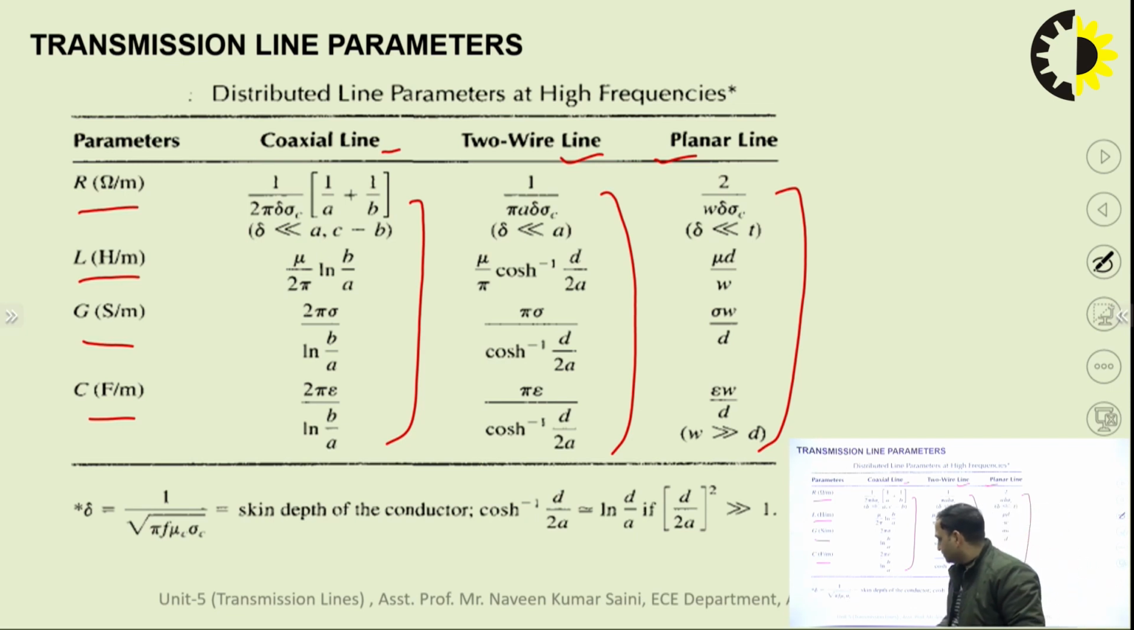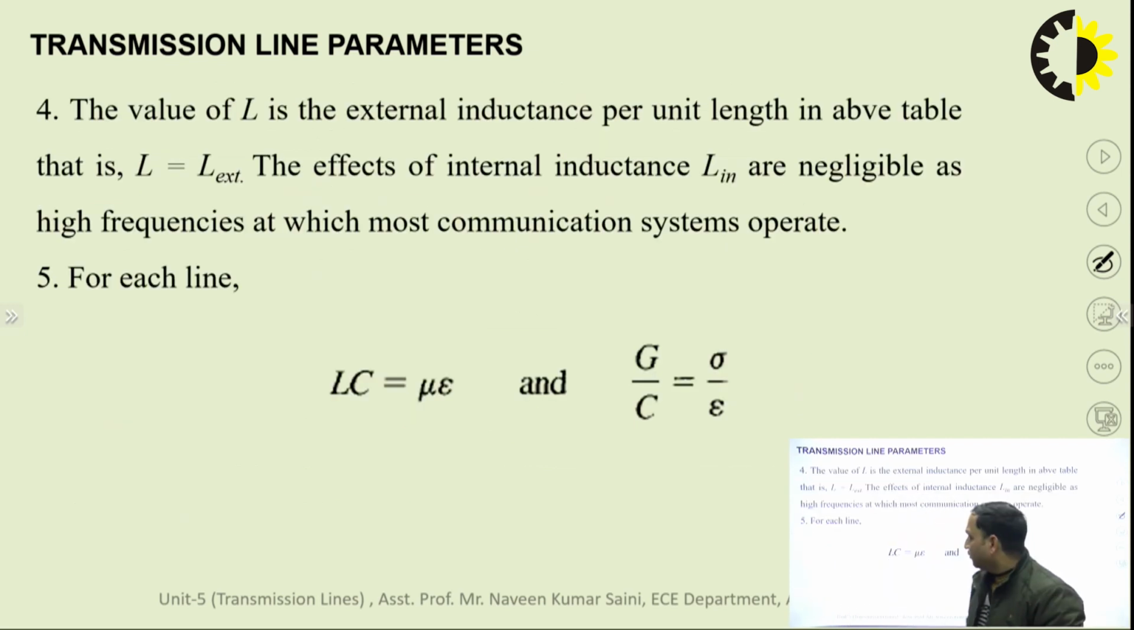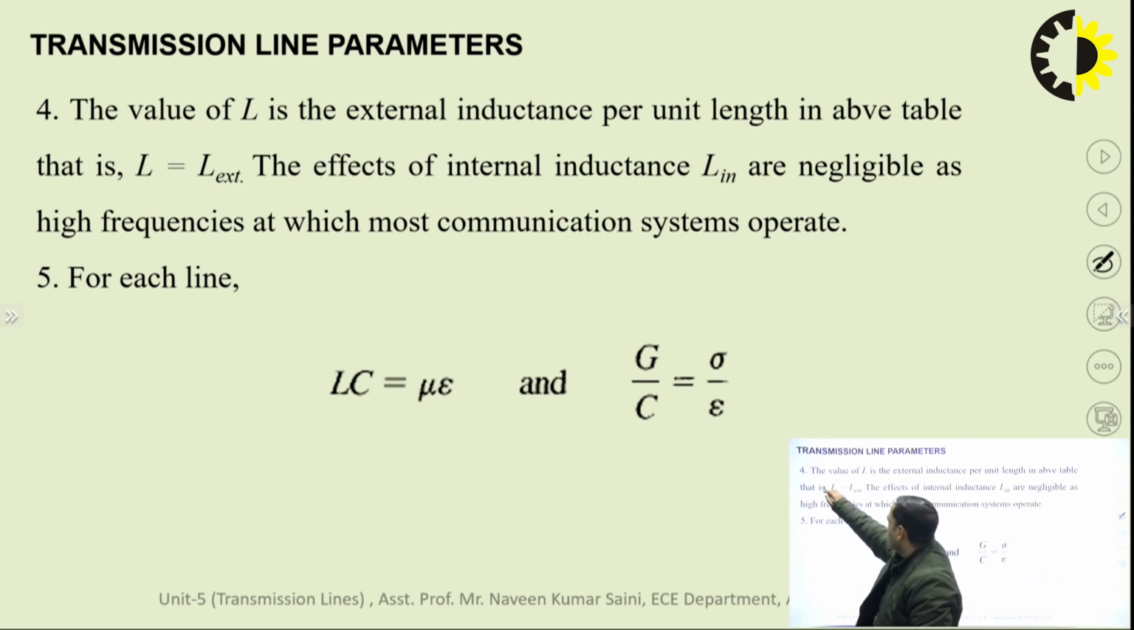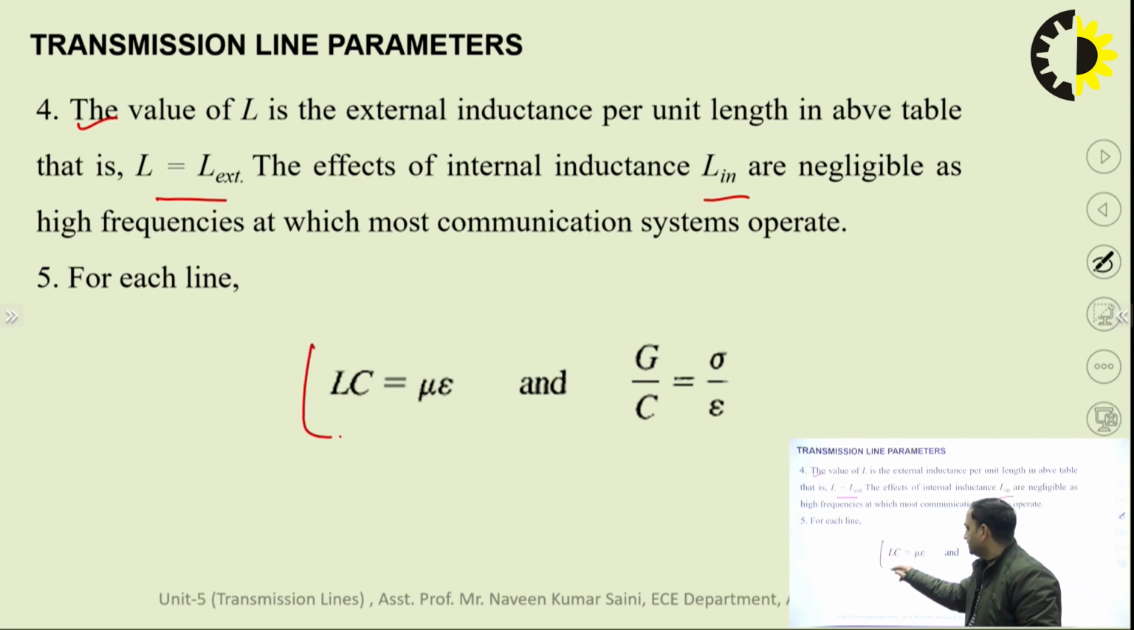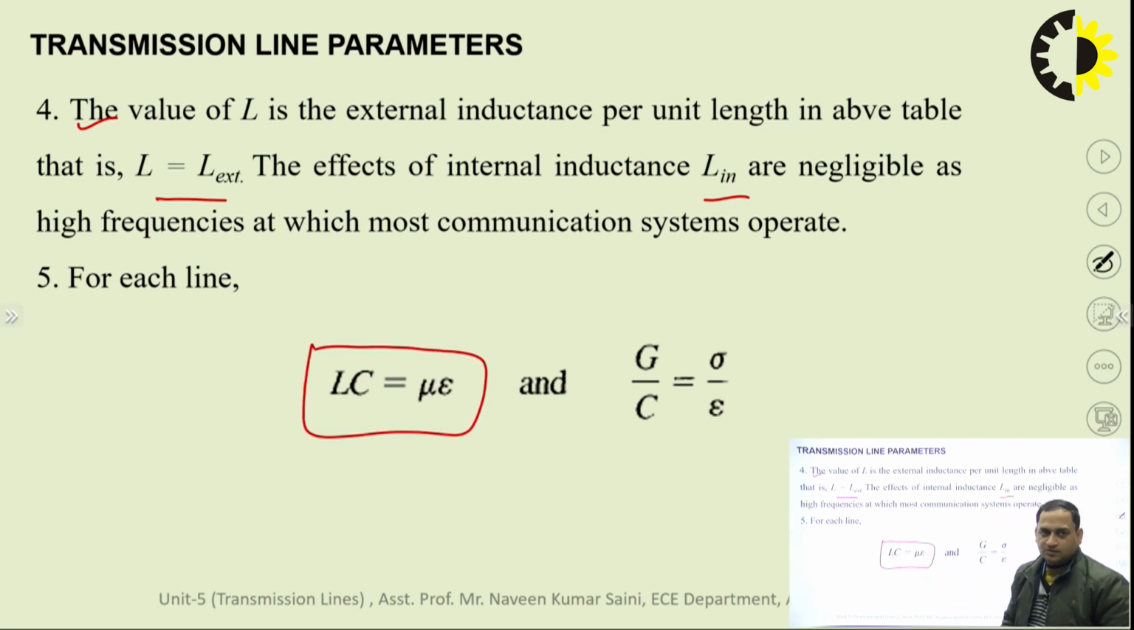Here, skin depth is one of the parameters for the conductors, defined by the formula delta equals 1 upon the square root of pi f mu c sigma c. These are the skin depth of the conductors. The fourth point for the transmission line parameters is that L is the external inductance per unit length, as we have mentioned in the table, and L is equal to L external. The effects of internal inductance, L in, are negligible at high frequencies, at which most communication operates. These are the formulas for each transmission line: LC equals mu epsilon and G upon C equals sigma upon epsilon.